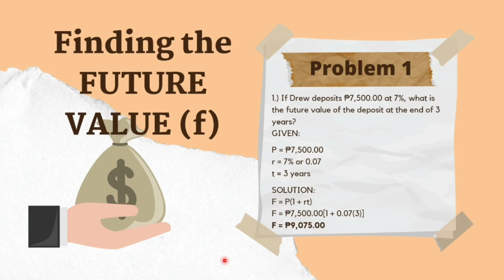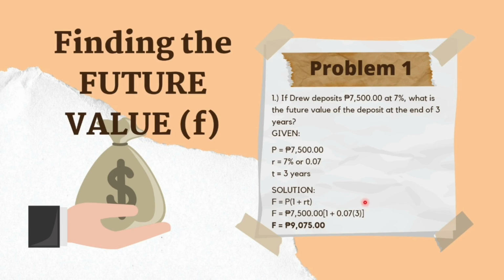Now, let's solve problems for finding the future value. We have here problem or question number 1. If Drew deposits 7,500 pesos at 7%, what is the future value of the deposit at the end of 3 years? We have here the following given extracted from the word problem. The principal of 7,500 pesos, a given rate, or R, of 7%, or when divided by 100 would equal 0.07, and the given time of 3 years.